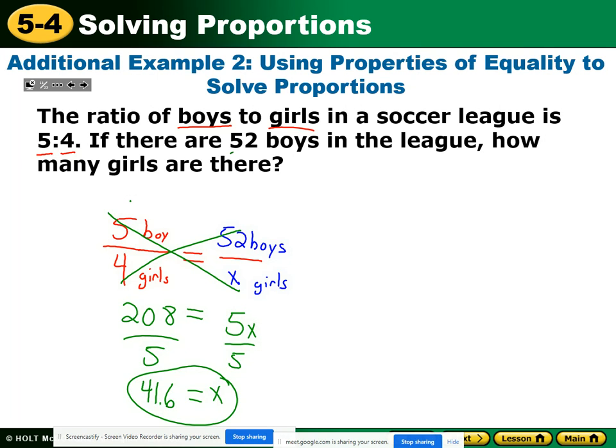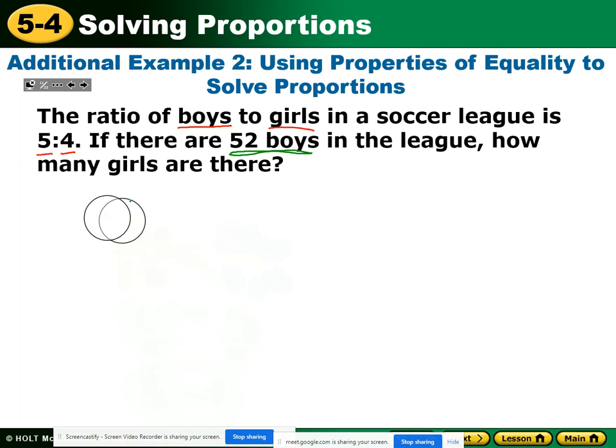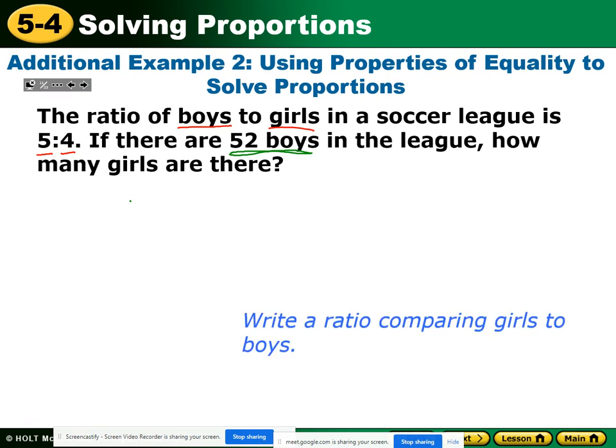Everything we said was good because it was 52 boys to girls. So they either should have done girls to boys or it should have been 52 girls. I think they set up their problem wrong. You guys, from what they told you, did it exactly right. But you know you can't get part of a girl, all right? So, I'm thinking they wrote the problem wrong.